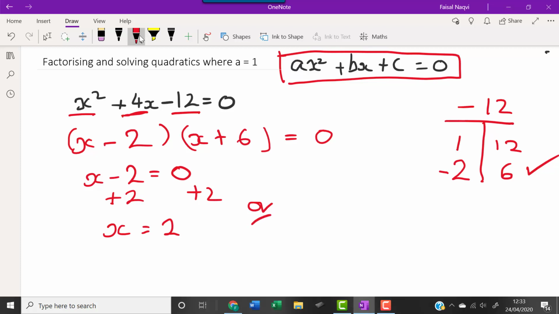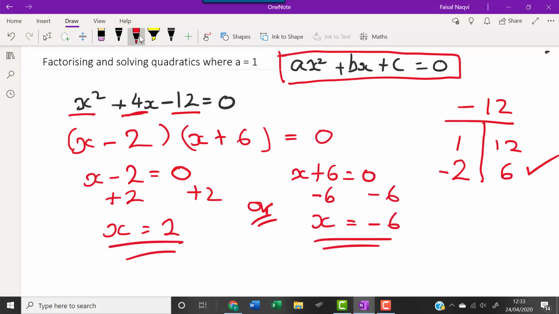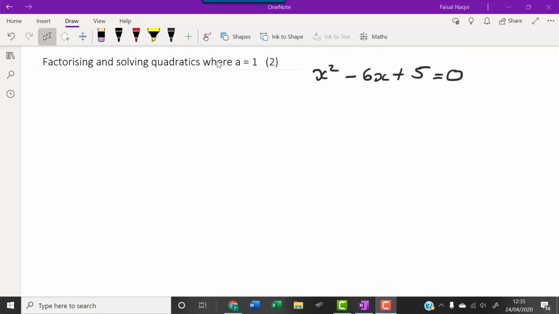Or, I take my other bracket, x plus 6 equals 0. I have to get x on its own, so I have to get rid of plus 6. The inverse of plus 6 is minus 6. That gives me x equals minus 6. Those are the two solutions for my question.